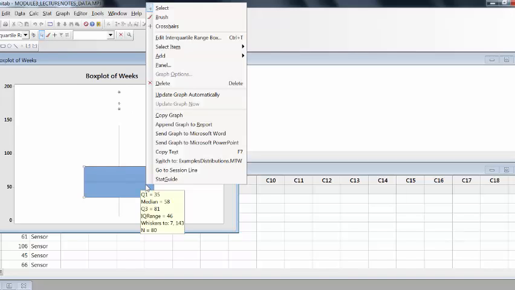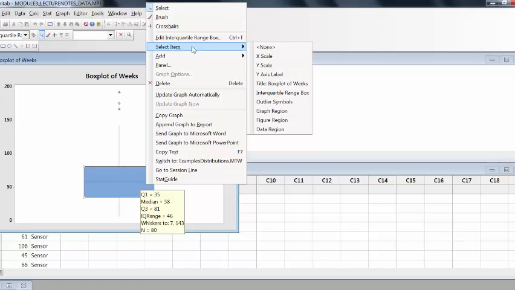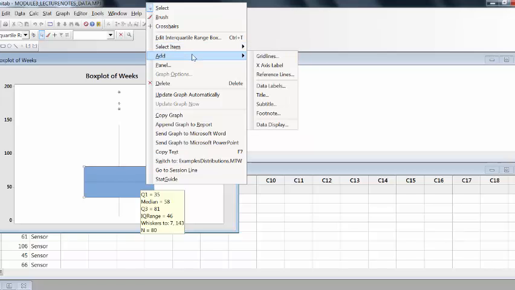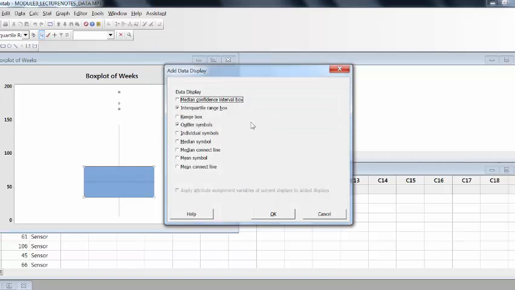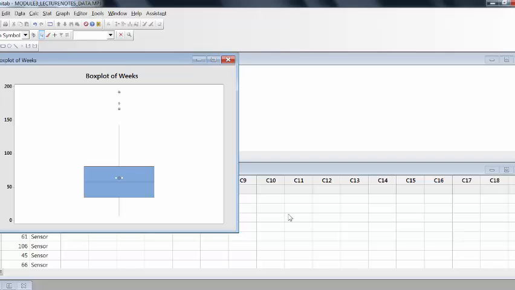I want to add the mean to it. Let me do that. I forget at the moment how to add the mean to it. There are options to add x-axis, data labels, title, data display. Yeah, so this lets me do it really nicely. Let's put the mean in here. And you can see there's the mean and there's the median.